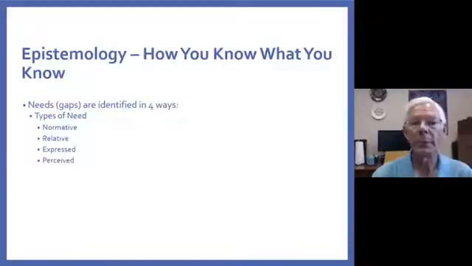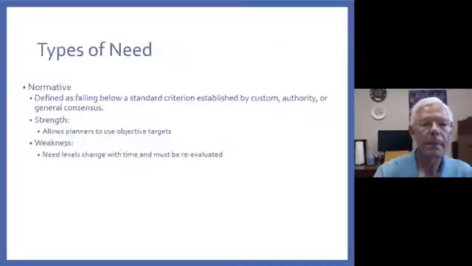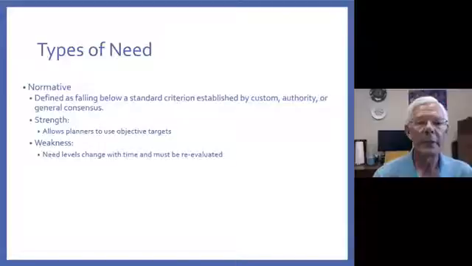Just a side note on epistemology, which is how you know what you know. Needs and gaps are identified in 4 ways: normative, relative, expressed, and perceived. So looking more specifically at types of need, normative needs are defined as falling below a standard criteria established by custom, authority, or general consensus. So the strength of this is that it allows planners to use objective targets. A weakness of normative data is that need levels change with time and must be reevaluated.